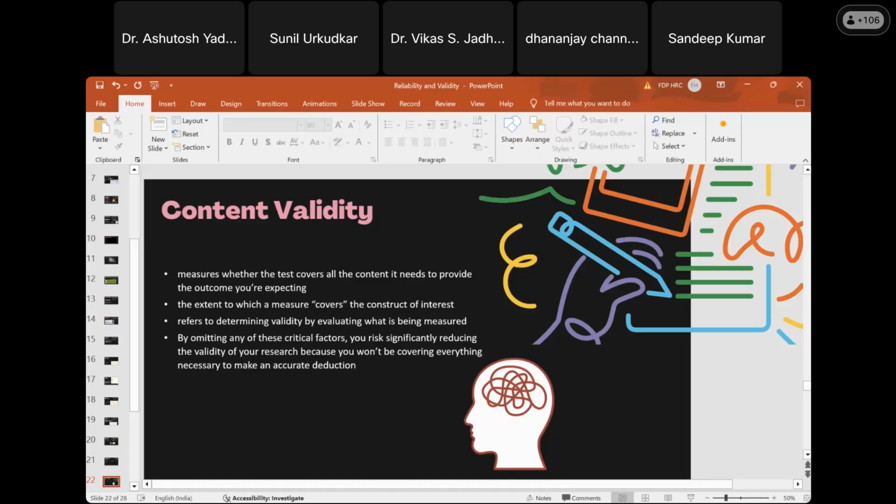We can check this by carefully checking the measurement against the conceptual definition of the construct. And content validity refers to determining validity by evaluating what is being measured. Okay, is what was supposed to be measured actually being measured, is everything being measured or not? Content validity tests if your research is measuring everything to produce an accurate result.